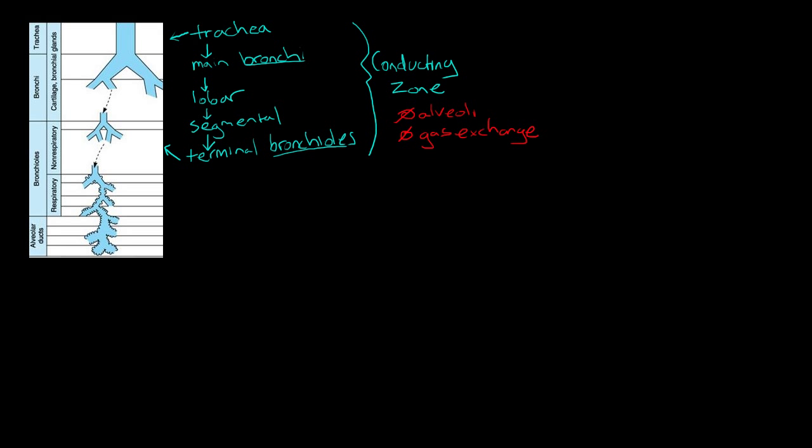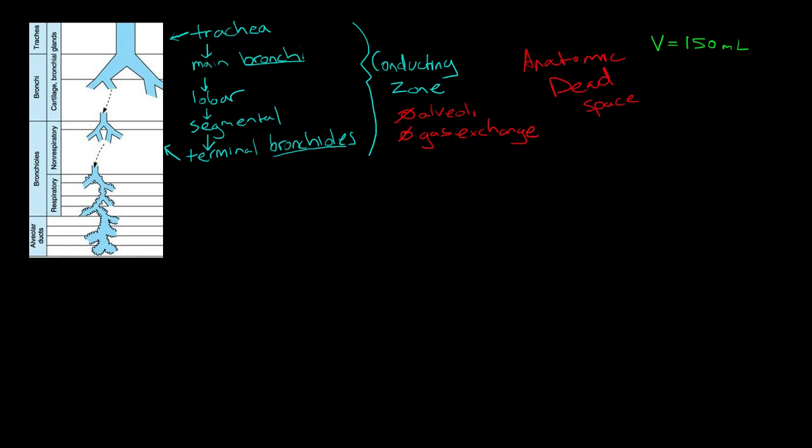Another term for this region of the airway is the anatomic dead space. We call it dead space again because there's no gas exchange. And this anatomic dead space has one important feature, and that's that the volume that exists at rest in this anatomic dead space is about 150 milliliters. That's relatively low compared to the rest of the airways.